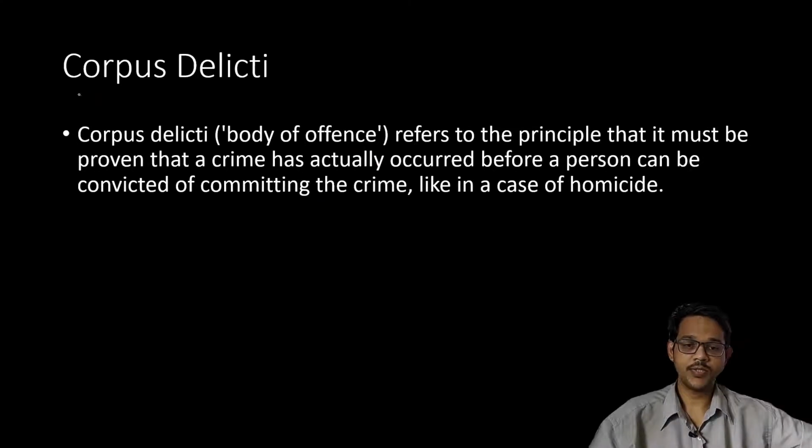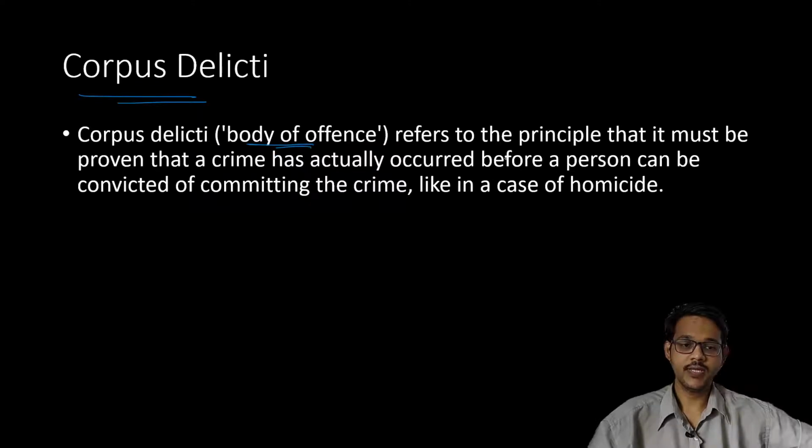Now coming to corpus delicti. Corpus delicti, also known as body of offense, refers to the principle that it must be proven that a crime has actually occurred. This part is very essential. It must be proved that a crime actually occurred before a person can be convicted of committing the crime. Like in case of a homicide or any other case, it has to be proved that the crime has been committed, that a body of offense is present, and only then can the person be convicted of the crime.